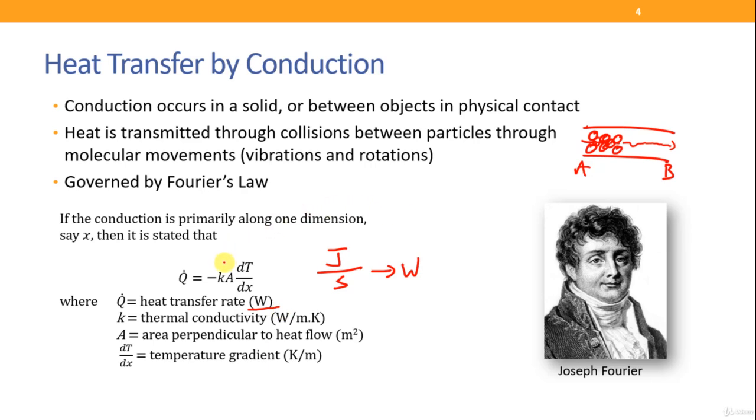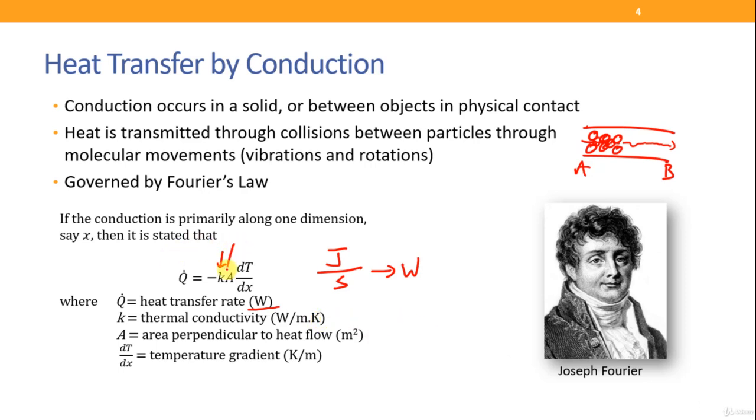k is the thermal conductivity of a material. So for example, if you have a piece of metal, let's say steel or gold or silver, there will be a different thermal conductivity. So it depends on how well it can transfer heat. And if you have a piece of wood, or we are talking about air, the thermal conductivity, this k value, will be different as well. And the unit is watts per meter Kelvin. So it means how much heat it can pass per meter per Kelvin.